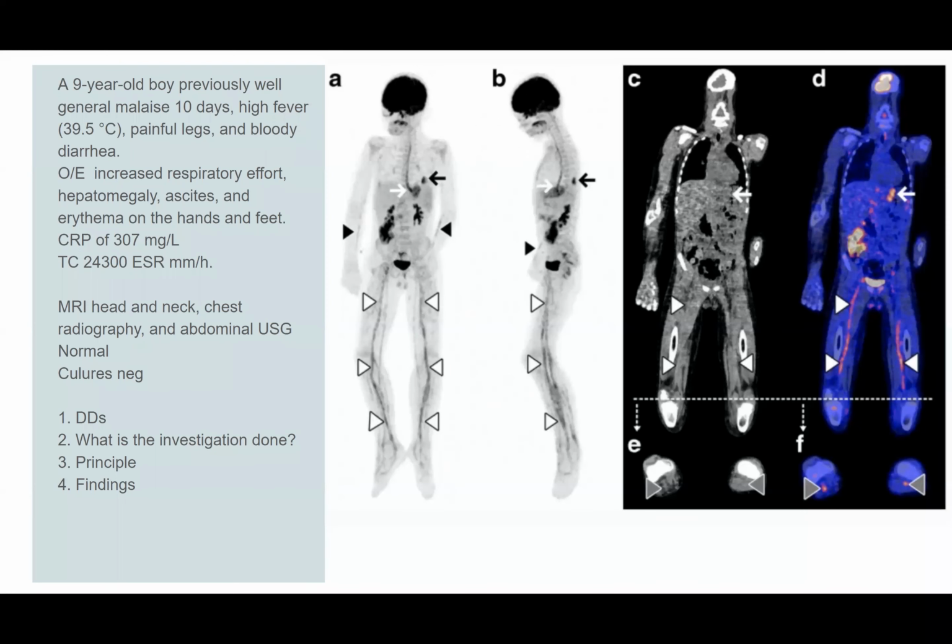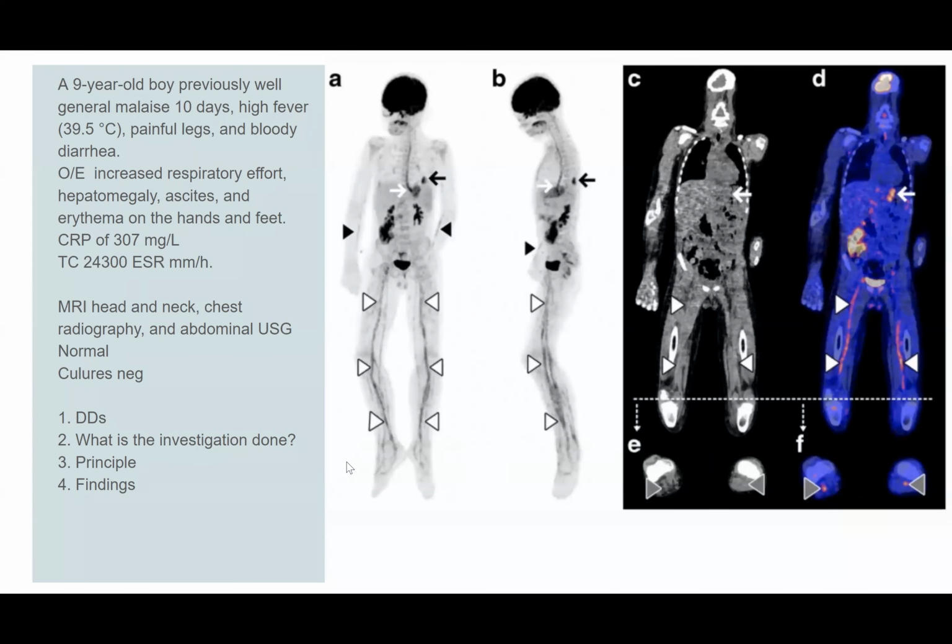So this is a child with high-grade fever and generalized malaise, painful legs, and bloody diarrhea. Bowel is involved. And there is increased respiratory effort. That was because of an infection. This child also had a lung infection. That is that orange thing. Yes, ma'am. Pardon? HUS.